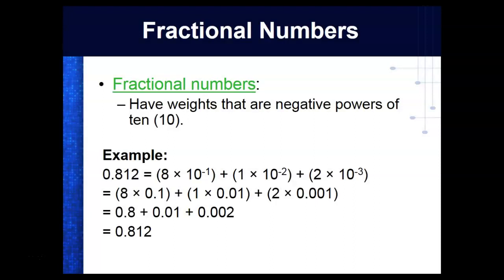Fractionals have fractional weights that are negative powers of 10. So this would be 1/10 or 0.1. This would be 1/100 or 0.01, and this would be 1/1000, which would be 0.001. And then if we do the math and add it back up, we come up with the same fraction as we had before.